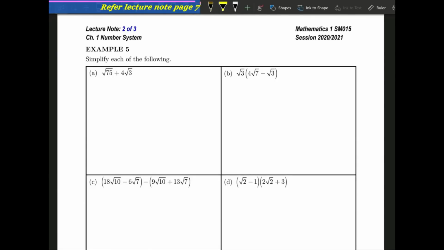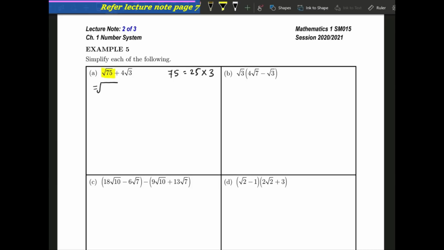Now we go to example 5, where we need to simplify each of the following. Simplify means you need to make it in the simplest form, so that you cannot make it simpler anymore. For question A, we have surd 75. How to simplify it? We need to find a factor. The factor of 75 is 25 multiplied by 3, right? So that's the factor.